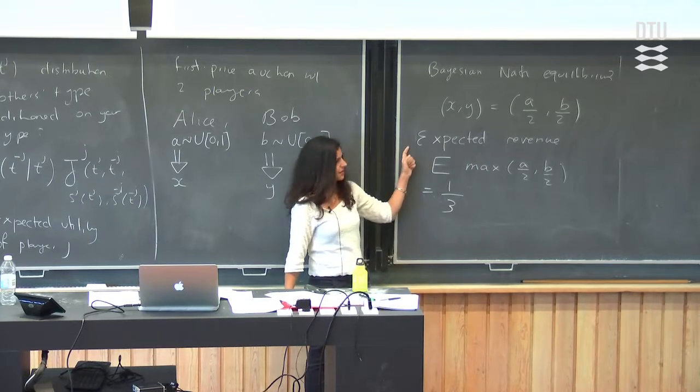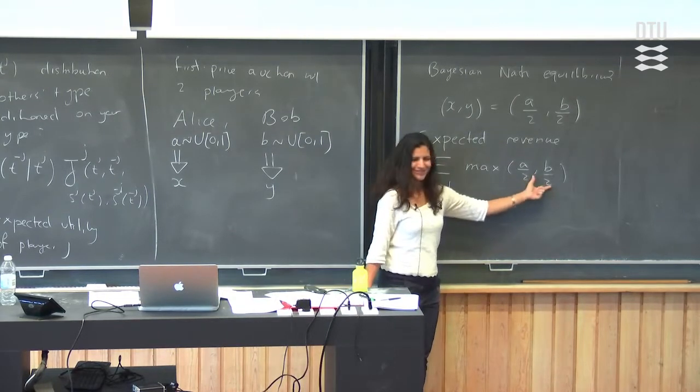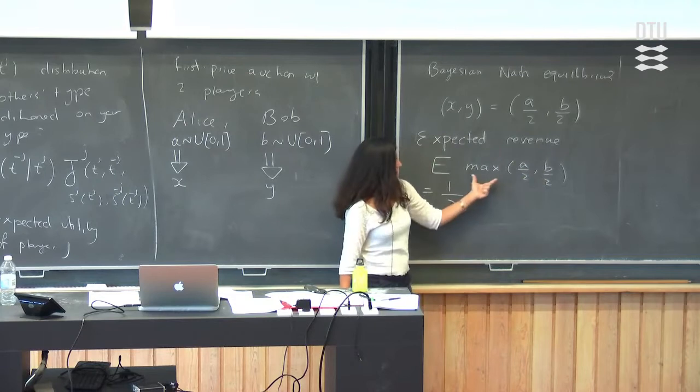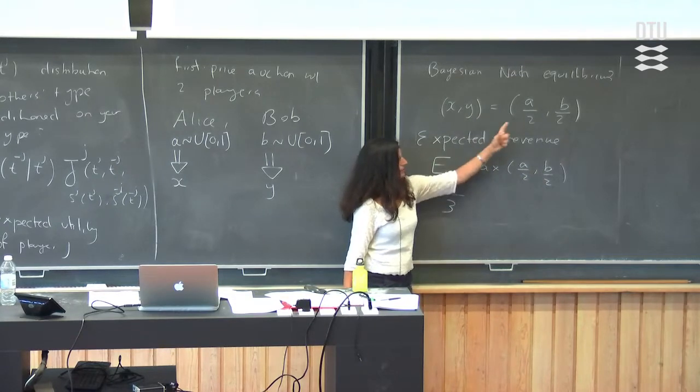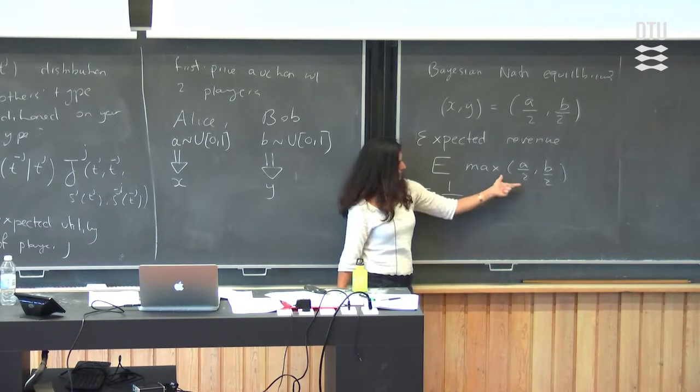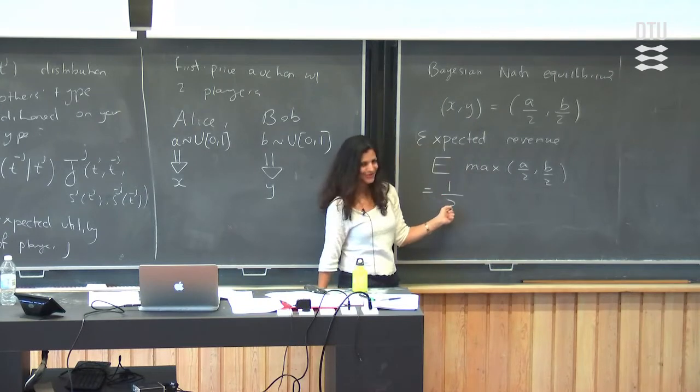So for the auctioneer, because we know A and B are uniformly distributed in 0, 1, Alice and Bob bid A over 2, B over 2. The maximum one wins. The expected revenue is 1 over 3.